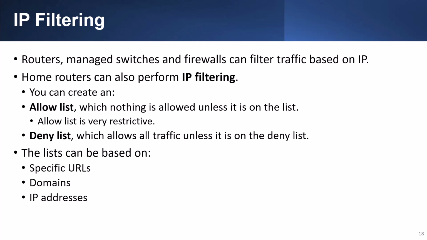Routers, managed switches, and firewalls can filter traffic based on IP. Home routers can also perform IP filtering. You can create an allow list, which means nothing is allowed unless it is on the list. An allow list is very restrictive. Or you can use a deny list, which allows all traffic unless it is on the deny list. The list can be based on specific URLs, domains, and IP addresses.